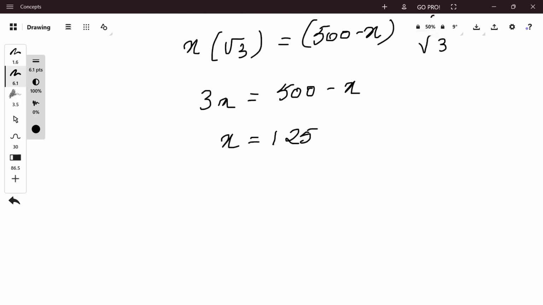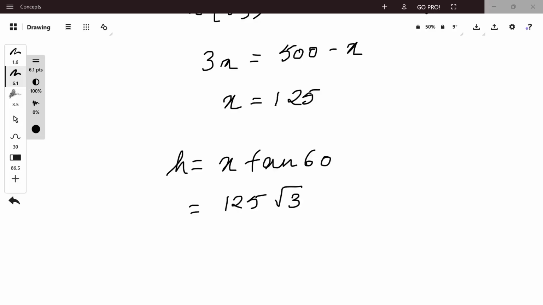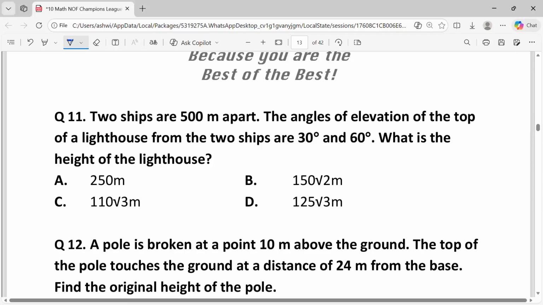Substituting the value of x back into the first equation for h, that is h is equal to x tan 60, which is equal to 125 root 3. From the given options, the answer is D, 125 root 3.